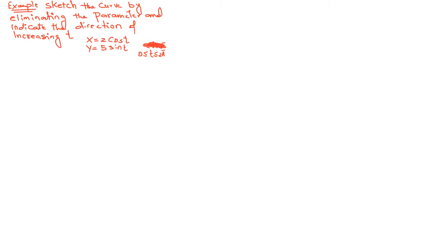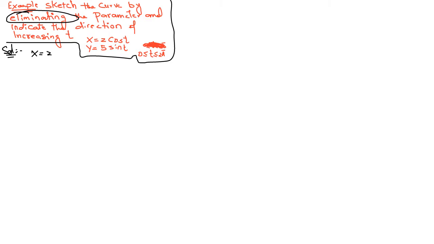Now we have to sketch the graph. So what is the method we have to apply? In the question it is written that you have to use the elimination method to remove the value of t. So how is it possible? See the solution. If I choose x, x is equal to what? 2 cosine of t.